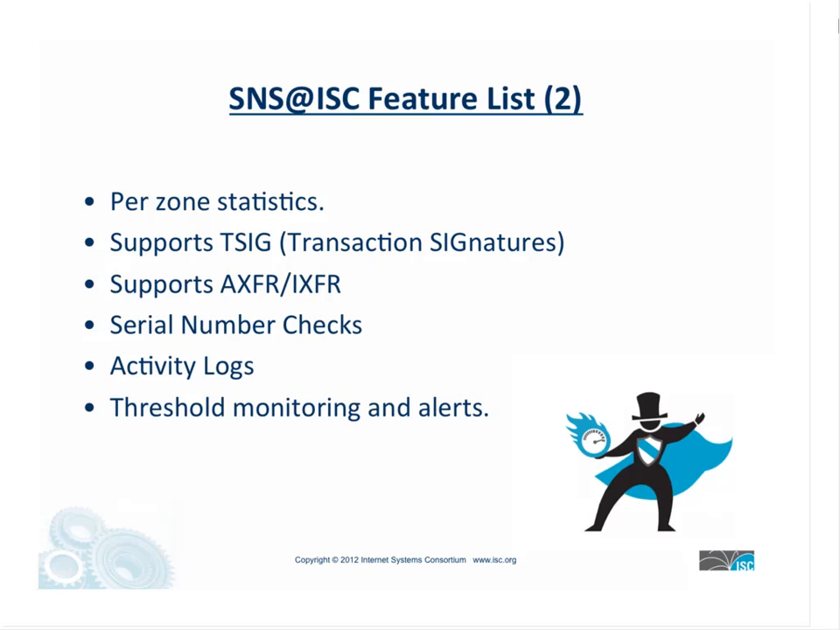Now, last but not least, something that we're really excited about is our threshold monitoring and notification system. Via the SNS ISC web interface, you can set a minimum and maximum query per second number and get alerted if traffic exceeds or drops below the preset figures. There's also a smart detection threshold that does almost the exact same thing, but it does it based on a rolling average. This is used as an early warning detection to make customers aware of any unusual DNS traffic or activity.